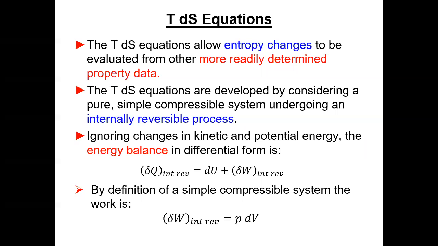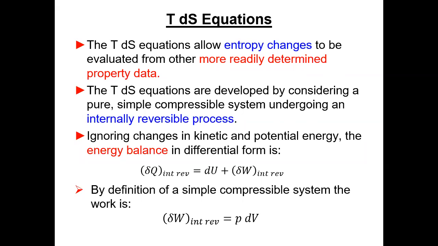So most of the tables are put together from the more commonly measured properties, and entropy is calculated based on relations from the TDS and other particular specific situations. The TDS equations are developed by considering a pure, simple, compressible system undergoing an internally reversible process. So just think of it as simple as we can. Our little piston cylinder device is a good reference point. And we're going to throw out kinetic and potential energy.